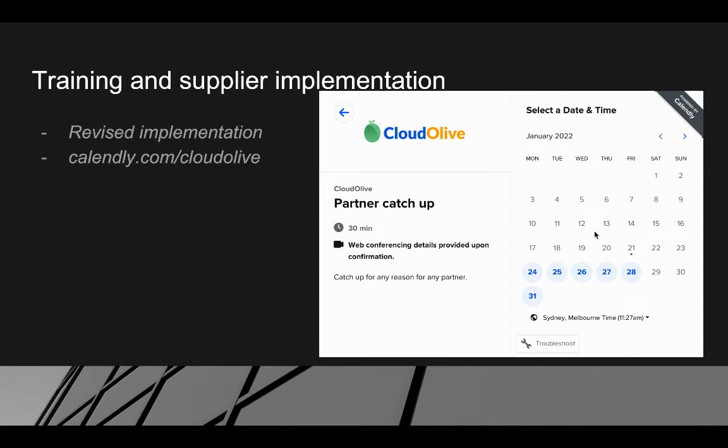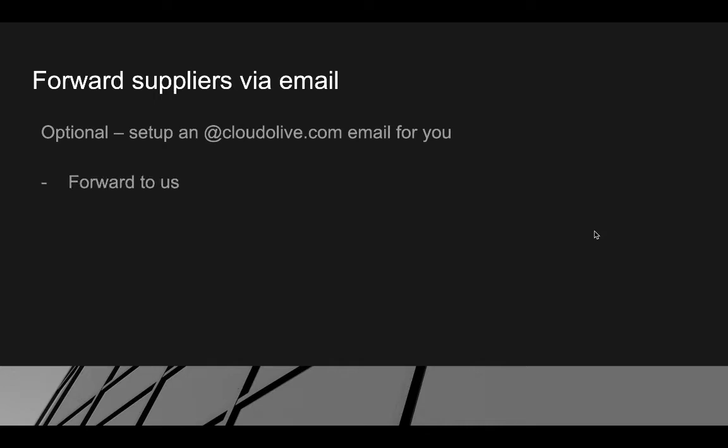And for any partner, just really wide open, calendly.com Cloud Olive, and you can book in to catch up at any point. Completely optional, but we can set you up with a cloudolive.com email and have you forward everything to us, any of the suppliers that you're working with, and just simply wait for an alert. Likewise, you'll get a brief summary of any discrepancies or errors or items that don't link up perfectly based on the parameters that you put in place.